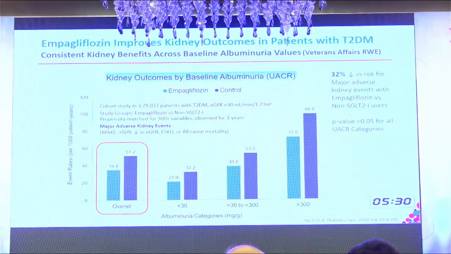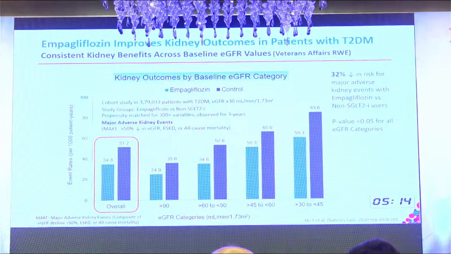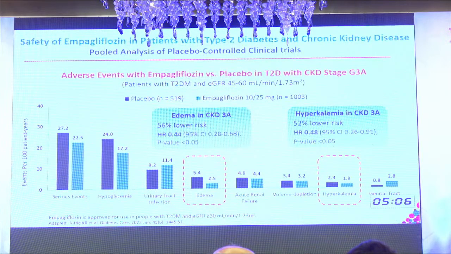Kidney outcomes with a different baseline UACR, the empagliflozin has shown 32% reduction in major adverse kidney events as compared to non-SGLT2 inhibitors. In different baseline eGFR categories as well, the major adverse kidney events have been reduced by 32% with empagliflozin use. Empagliflozin or any SGLT2 inhibitors, as we understand, they excrete glucose and have a tendency to increase excretion of water, so the tendency for edema is reduced by 56%.